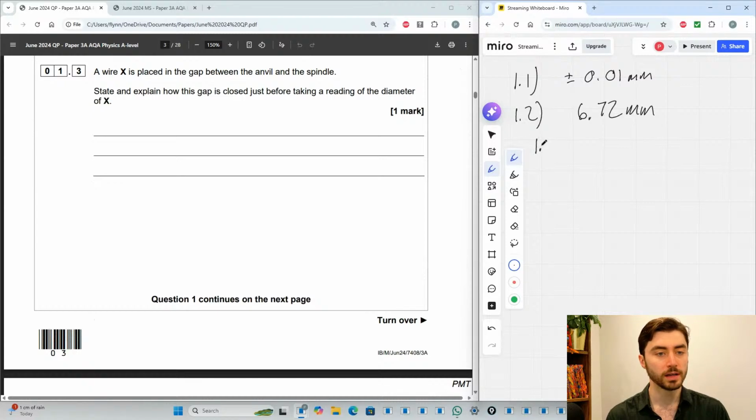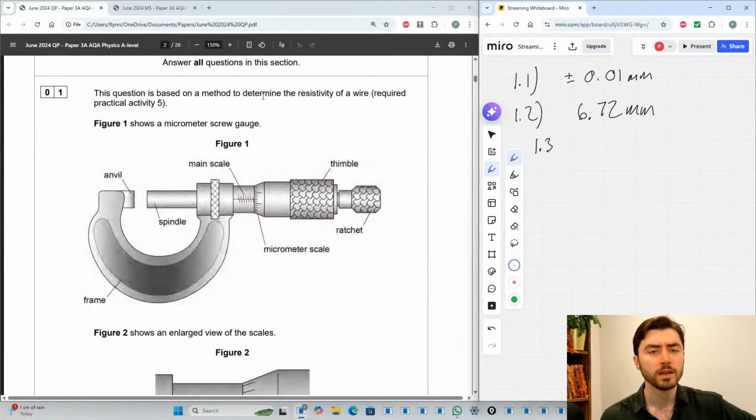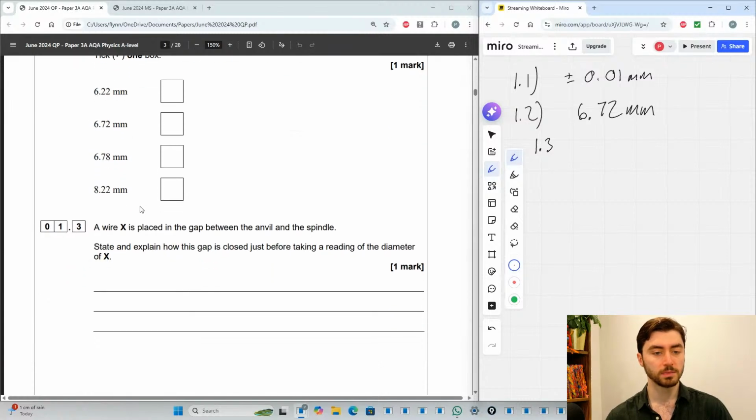Okay, a wire is placed in the gap between the anvil and the spindle. I haven't even read the premise of the question, which was silly. So, okay, a wire is placed in here. State and explain how this gap is closed just before taking a reading.